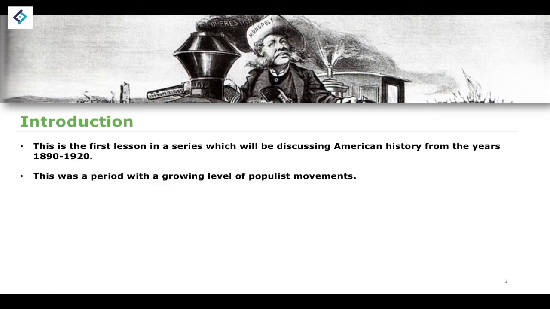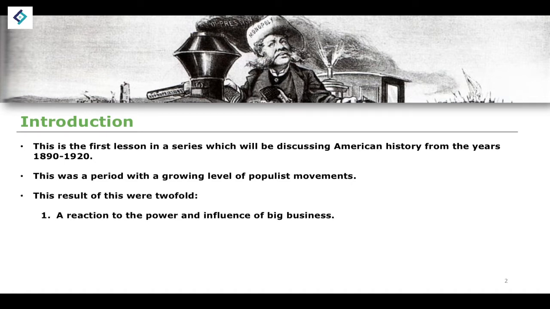So, this period was a period of a growing level of populism, and we also see a reaction to the power and influence of big business and monopolistic enterprises, which of course plagued the Gilded Age period as we remember. And it also saw the perceived dominance of the industrial North in relation to the less industrial, more rural, should I say, agricultural South.